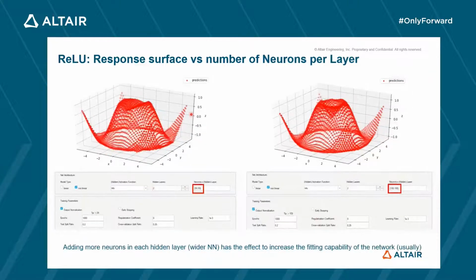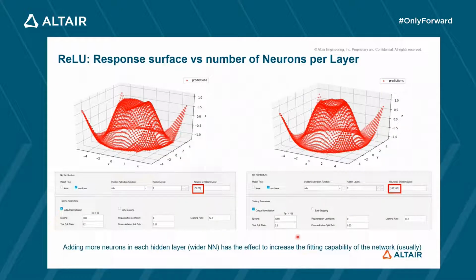So if we go on to considering the number of neurons per layer, here we have an example where we have 50 neurons in each layer versus 100 neurons in each layer. And we see that adding more neurons has this effect of increasing the fitting capacity, although this is not always true.